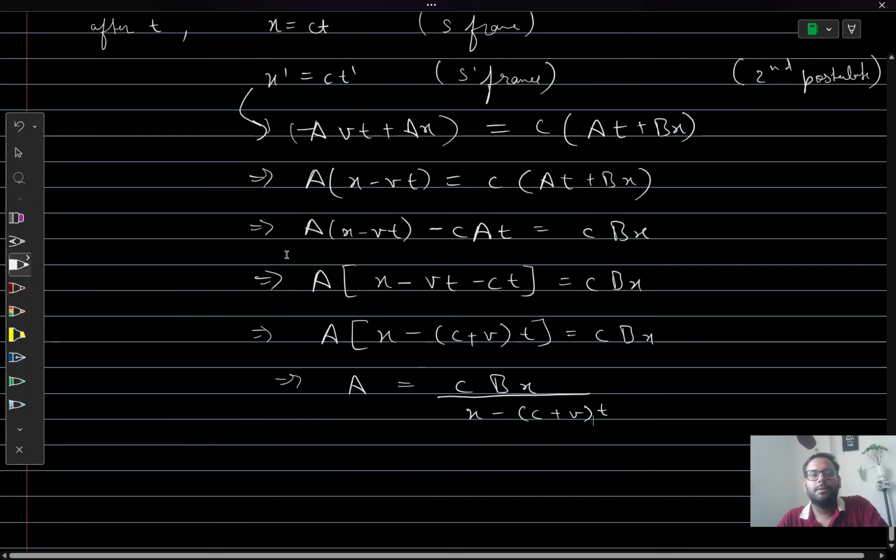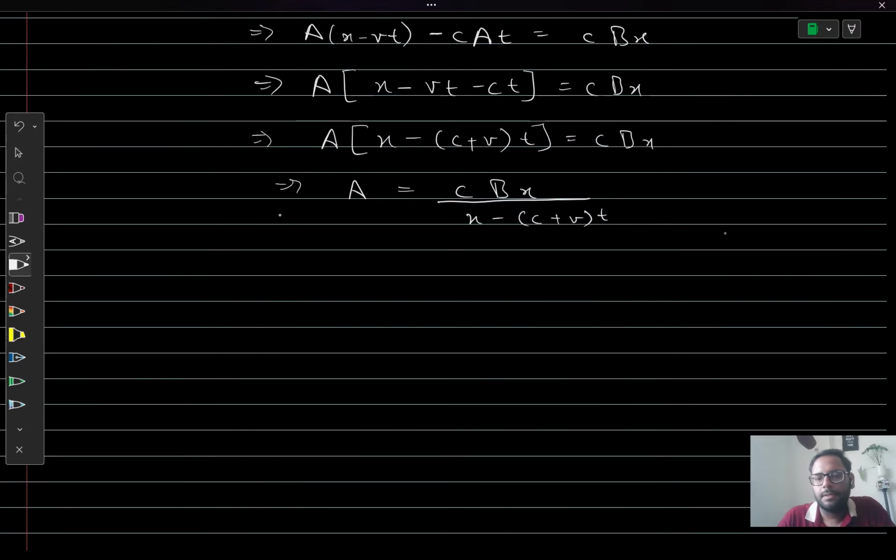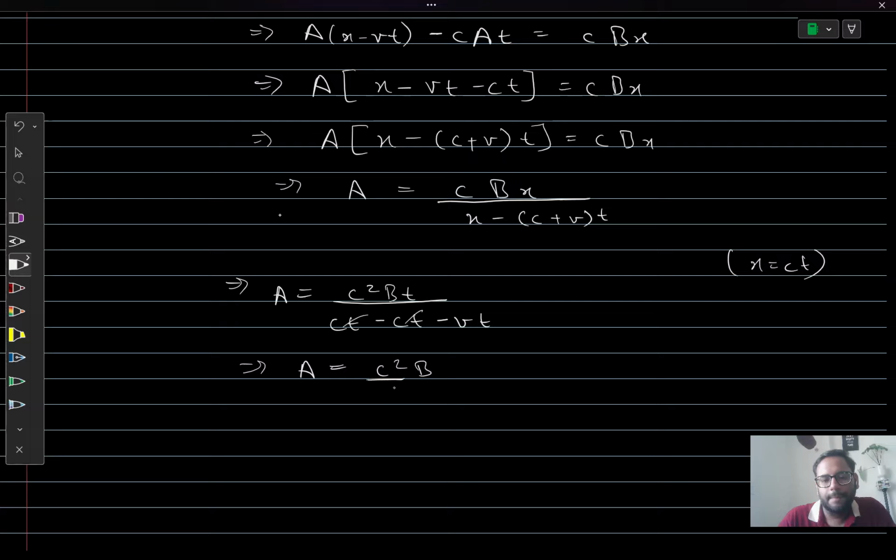But we also know that the x coordinate is ct. Since x is ct, a equals c squared b t upon ct minus vt. So this will be cancelled out, and t will also be cancelled out from the above, and we will have a equals c squared b minus v b. This will be our third constant equation.